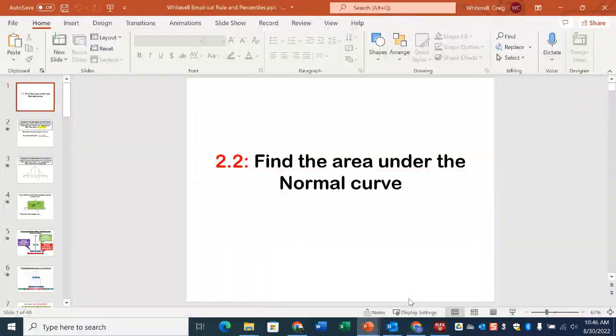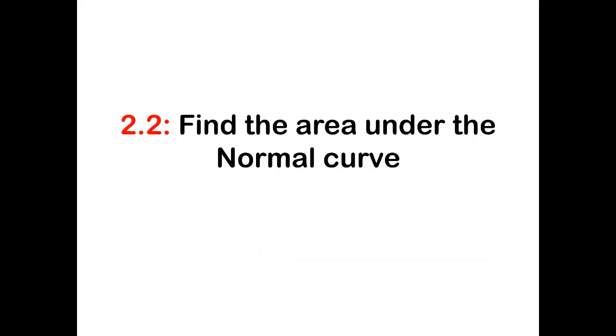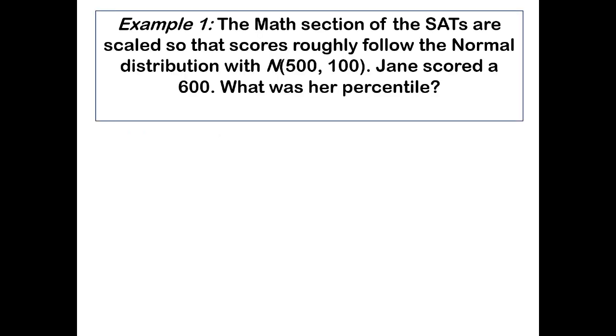All right, friends, so our goal for these set of notes is to be able to find the area under the normal curve. So let's take a look at our first example here. Math section of the SAT are scaled so that the scores roughly follow a normal distribution with a mean of 500 and a standard deviation of 100. Jane scored 600. We want to know what was her percentile.